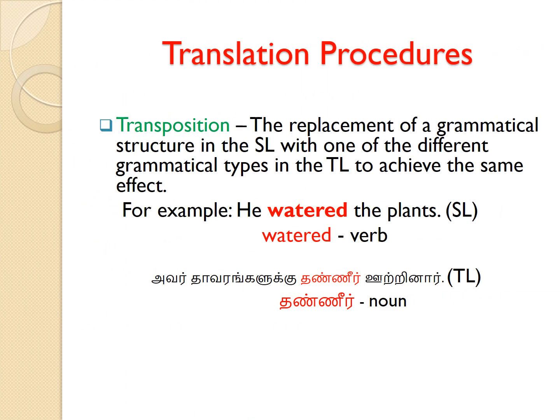Transposition. It is a replacement of a grammatical structure in the source language with one of a different grammatical type in the target language to achieve the same effect. So we are going to change the grammatical structure of the source language text into the target language text. Here we can find the example. He watered the plants. Here water comes under the verb. But when we translate this sentence, he watered the plants, into Tamil, we can translate like this.